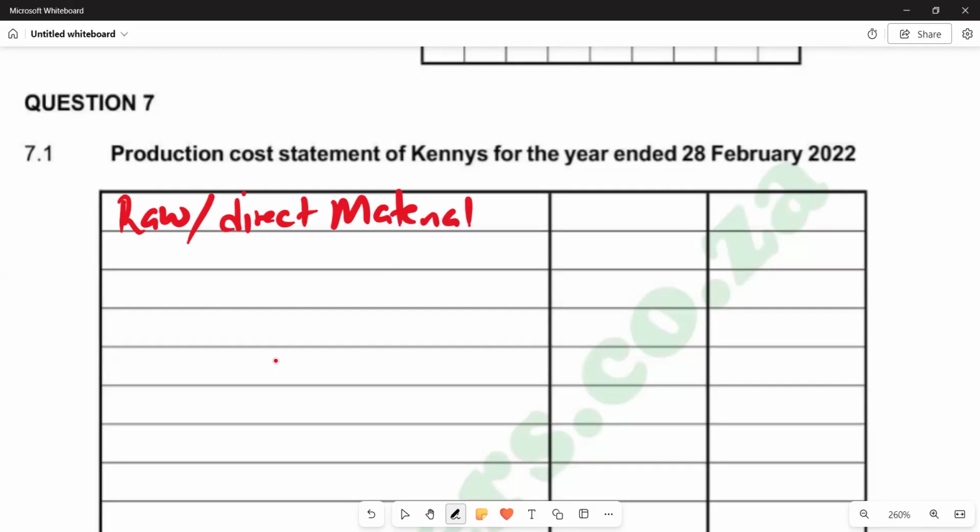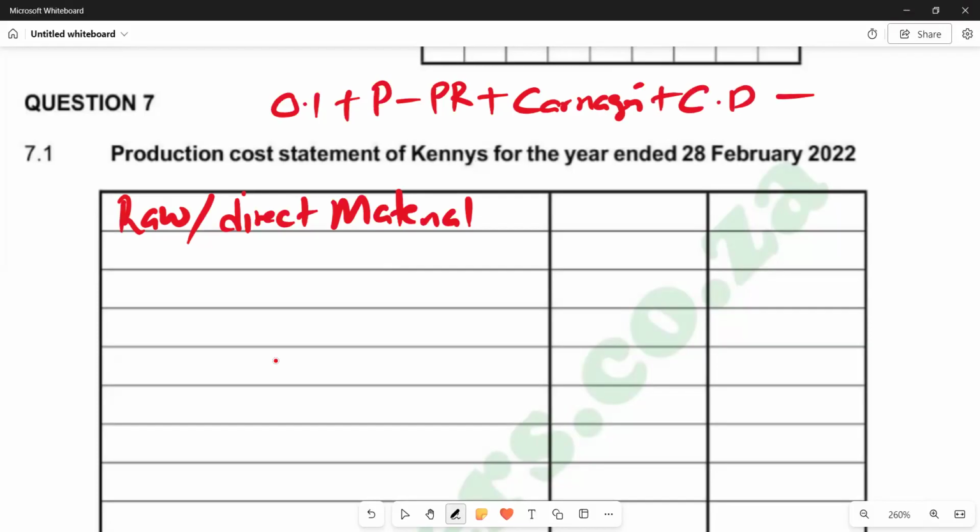which says our opening inventory. We add our purchases. If there are purchase returns, we have to subtract. If there are carriages, we add our carriages on purchase of raw materials. Or if there are custom duties that were paid, custom duties we also add there. Then obviously, you are supposed to subtract the closing inventory. Then you can find the cost using that formula. So what we are going to do now is to use that formula.